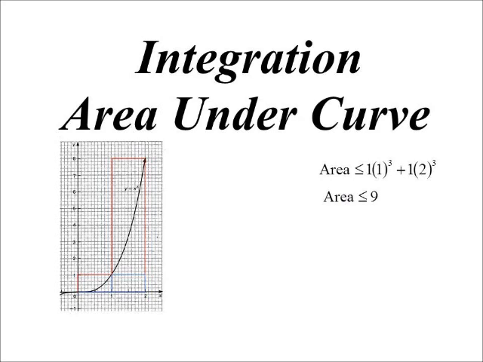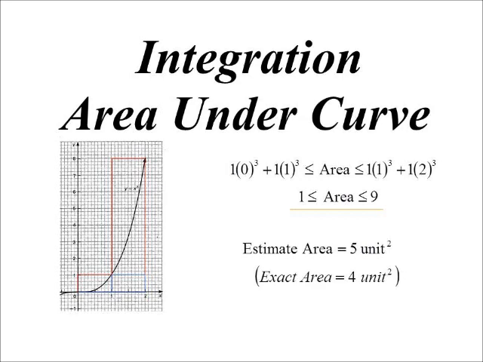In fact, the very first one's just a line. And I know, therefore, that the area must be trapped in between 1 and 9. Again, not a great estimate. There's a lot of difference. So for my estimated area, I guess I could average the two, and I'd come up with 5 units squared. Turns out the exact area of what we're looking at there is 4 units squared. So it's a fair way off.